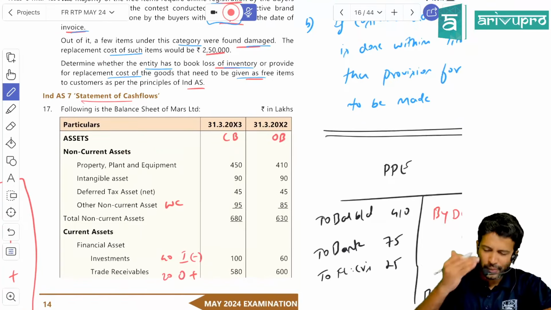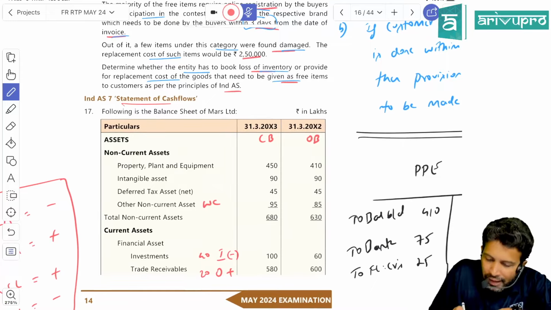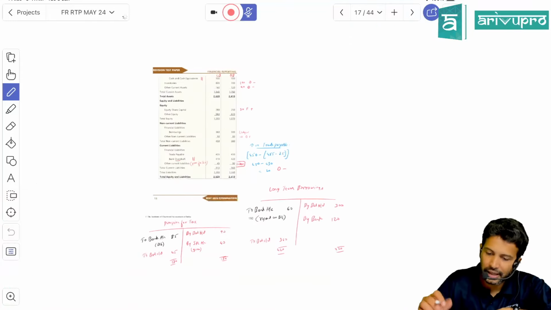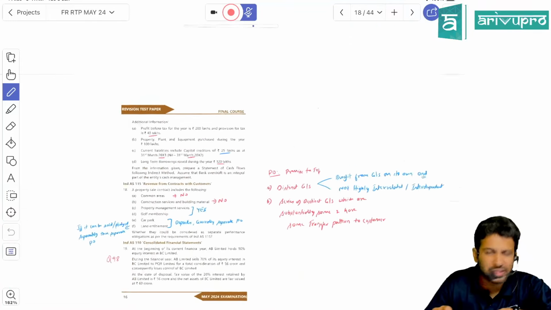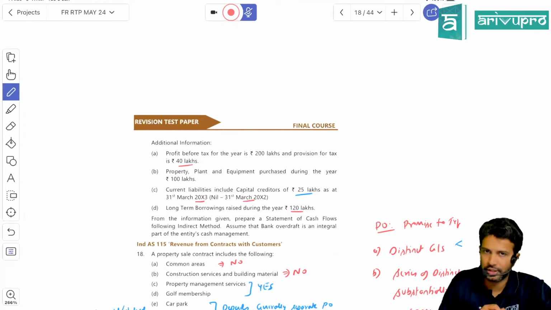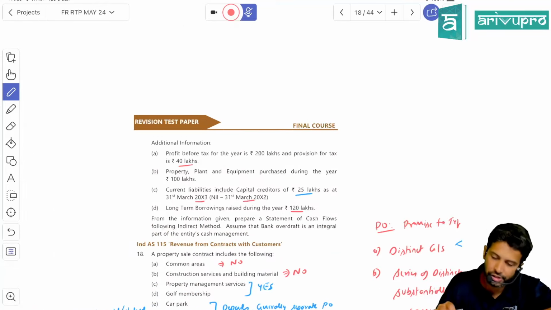Okay, 5-10 minutes maybe, we'll quickly run through this question also. The balance sheet of March they have given, sir. They have given the balance sheet, that's all. Then they have given some additional information. We'll read the additional information, that way we'll get to know if we have to prepare any ledgers.